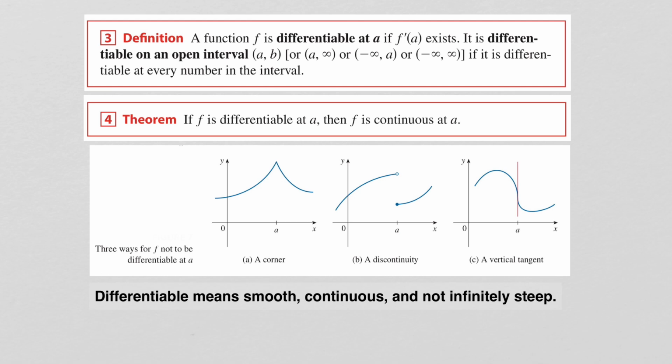So from an intuitive perspective, the word differentiable means that your function must be smooth, continuous, and not infinitely steep. Right? So it cannot have a sharp point, meaning it has to be smooth. It cannot have a jump in the graph, meaning it has to be continuous. And it cannot be infinitely steep.